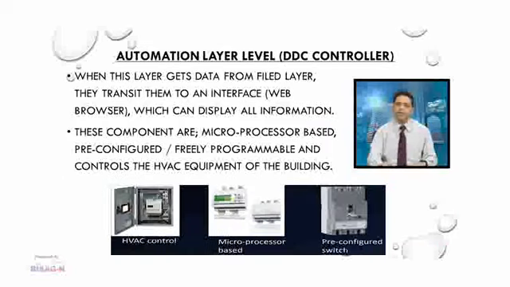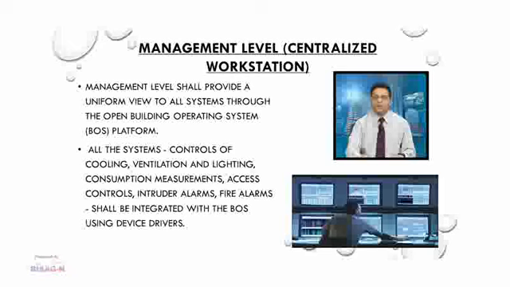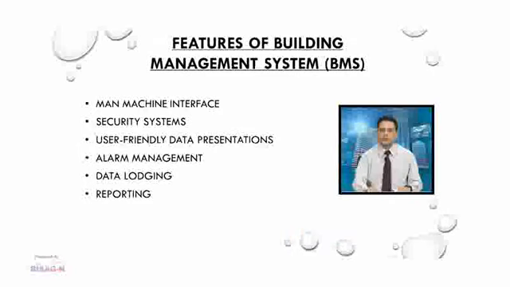Now from the field layer the data is transferred to the automation layer, which can display this information in a form which can be understood by the staff, and the necessary rectifications can be done. These components can be the pre-programmed microprocessors, etc. The management level shall provide a uniform layer to all the systems which can be monitored and controlled from one place. It controls the cooling of the building, the security systems, the HVAC systems, the lightings, the fire alarms, etc.